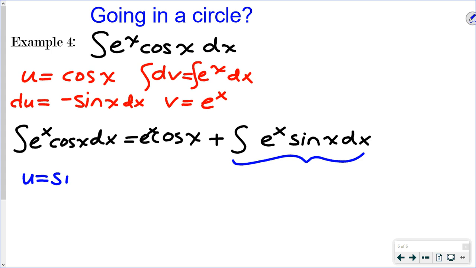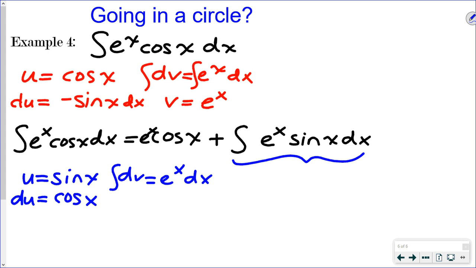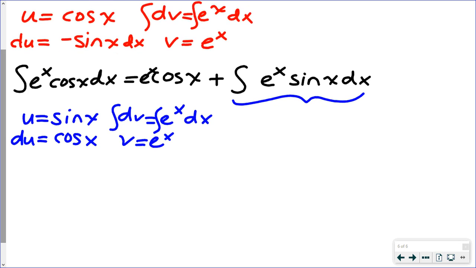We're going to set u equal to sine, and dv is equal to e to the x dx. We're going to find the derivative of u, so derivative of sine is cosine, then we're going to integrate dv, and we're going to get v equals e to the x. You can kind of see why this one is going to end up in a circle. Okay, we're going to do integration by parts again. So, let me scroll down.